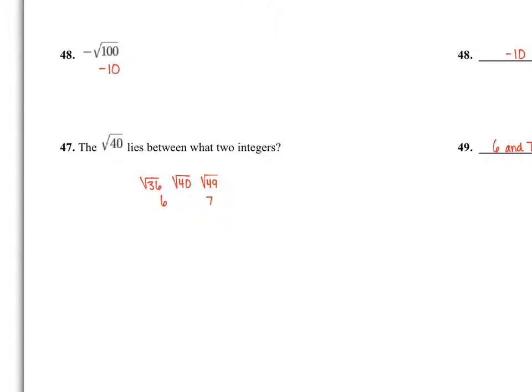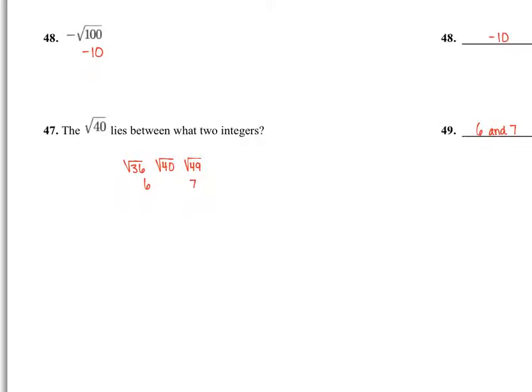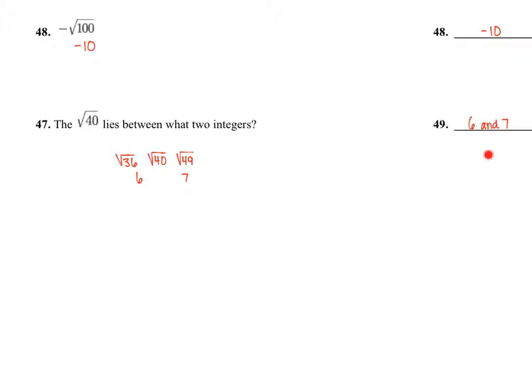40, so we pick the two numbers, one above and one below 40 that we know the square roots of, so that would be 49 and 36. But then you actually take the square root of them, so 6 and 7 are the two numbers that the square root of 40 lies between.